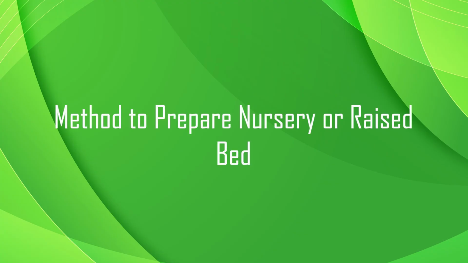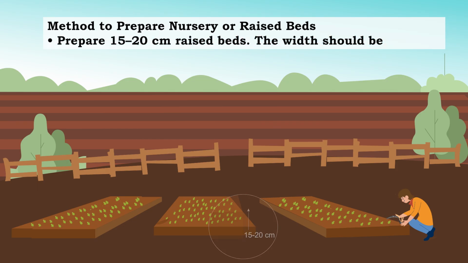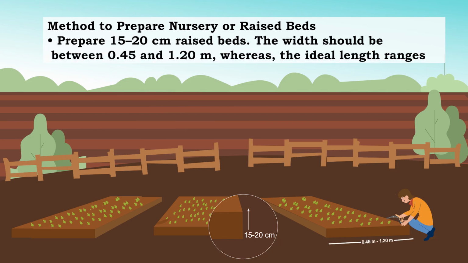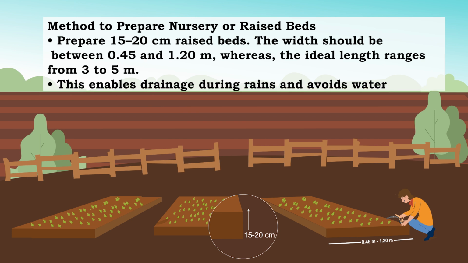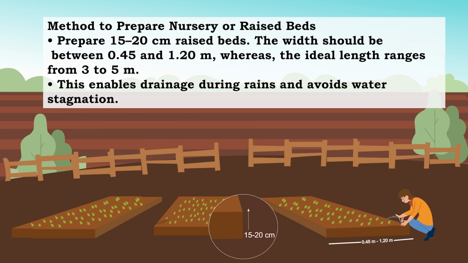Now the third topic is method to prepare nursery or raised bed, in which these steps are followed. Prepare 15 to 20 cm raised bed. The width should be between 0.45 and 1.20 meters, whereas the ideal length ranges from 3 to 5 meters. These enable drainage during rain and avoid water stagnation.